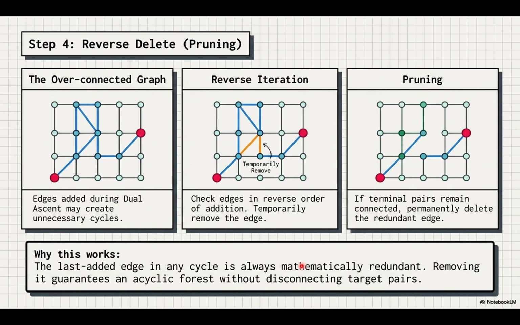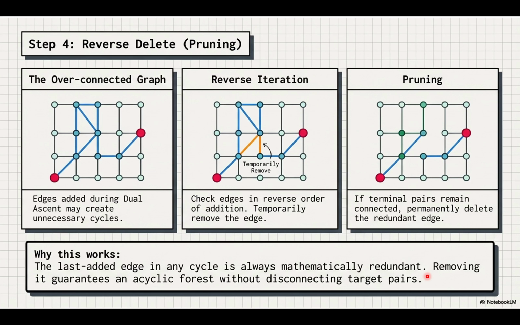Think about a square made of 4 points. Okay, 4 points. If the moats build edge 1, then edge 2, then edge 3, those points are connected in a line, no redundancy yet. Right, it's just a path. But the moment the algorithm adds edge 4, it closes the square. A cycle is born. The documentation outlines the proof here. The last added edge in any cycle is always the mathematically redundant one. Oh, because by the time edge 4 was added, a viable path, edges 1, 2, and 3, already existed to connect those endpoints. Exactly. The loop was unnecessary the second it closed.